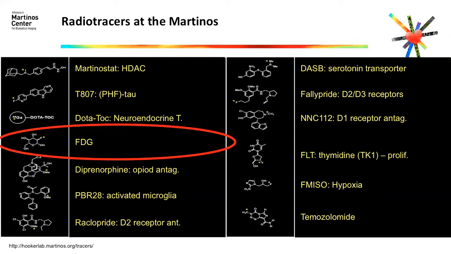A lot of them are actually for neuroimaging. We can use tau tracers or amyloid tracers for a lot of these Alzheimer's and dementia diseases. We can see the neuroendocrine system. We can target the opioid receptors, the dopamine receptors. We can target the activated microglia for neuroinflammation, PBR28. We can target many different types of receptors within the brain, but also outside the brain.